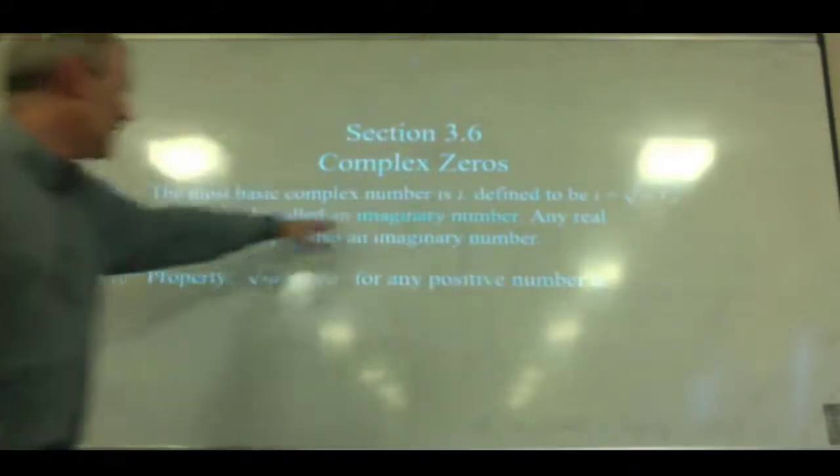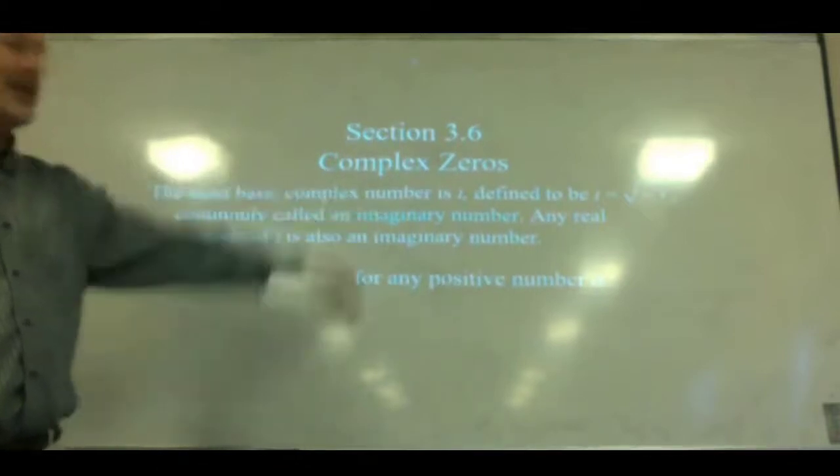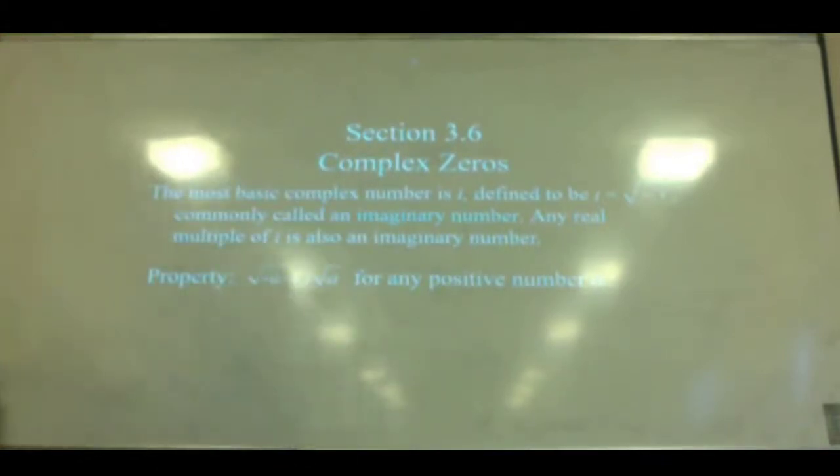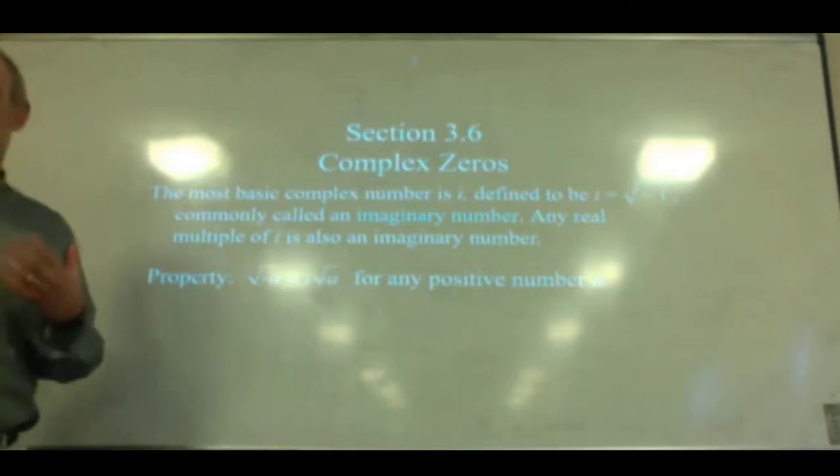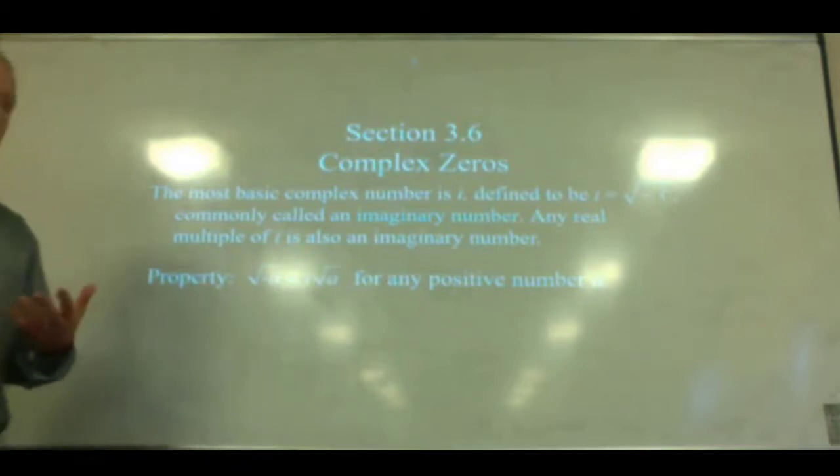this I is commonly called an imaginary number, and it's called imaginary not because it doesn't exist, but because it doesn't fit into the real number system, the real number group. So any real multiple of I is also an imaginary number. So here's how we look at this, and here's our property that we're going to use here at the beginning. We're going to work with these imaginary numbers and try and get relatively comfortable with dealing with them.